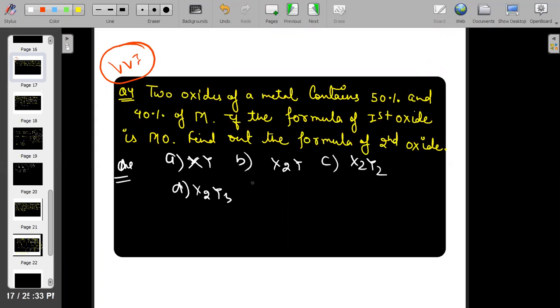And one more thing I have told, that is okay. Suppose metal M is X and oxygen is Y. If you do not want to write like this, you can write it like this also, I'm telling you. You can write like this. Wait for a moment. Like this: MO, M2O, same as it is, M2O2 or M2O3. Same. Now solve it.